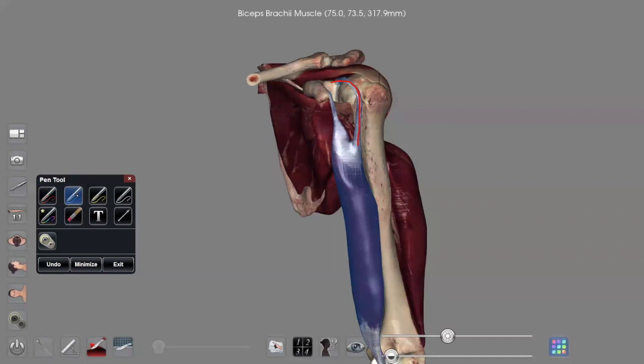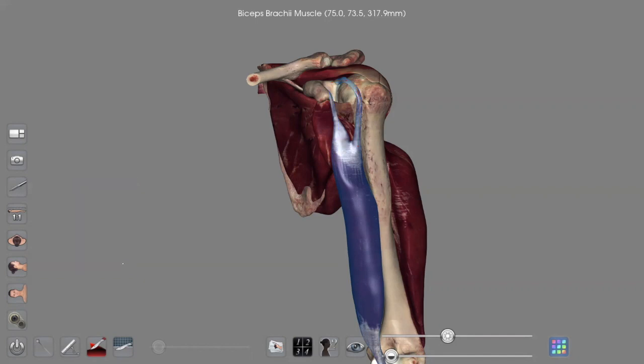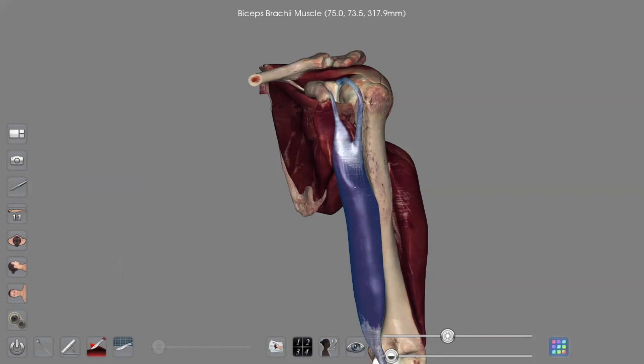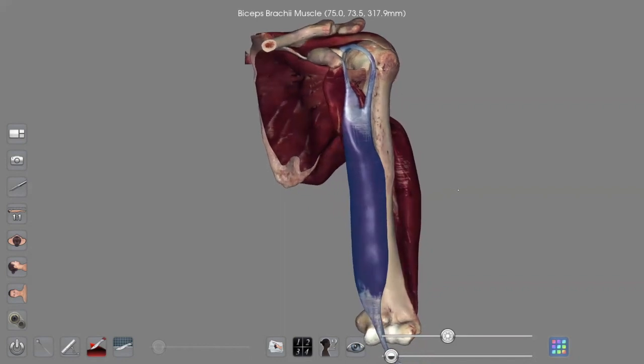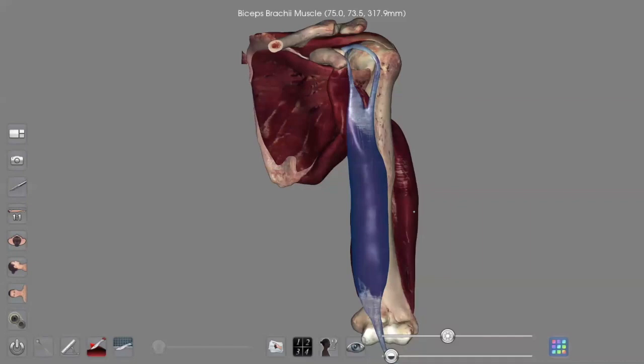And then the short head of the biceps brachii, seen here in blue, which may not be the best color, I apologize. The short head of the biceps brachii has an attachment onto the coracoid process. The biceps brachii has an insertion onto the radial tuberosity of the radius. Again, like the coracobrachialis, it is innervated by the musculocutaneous nerve, and the biceps brachii acts to assist with shoulder flexion, and it also takes part in supination of the forearm and elbow flexion.